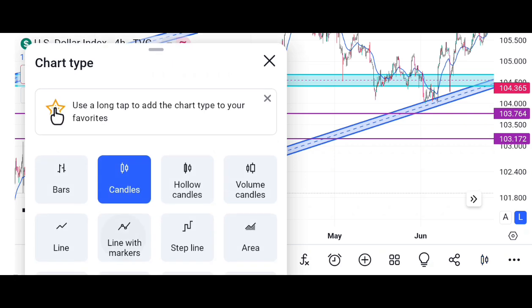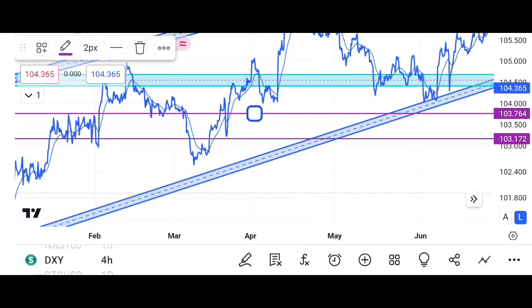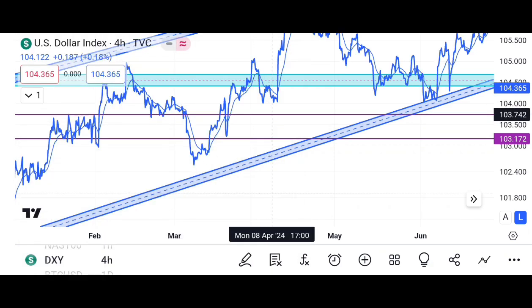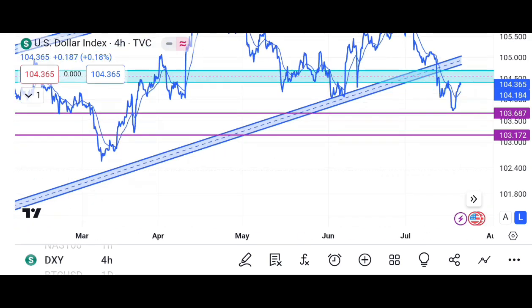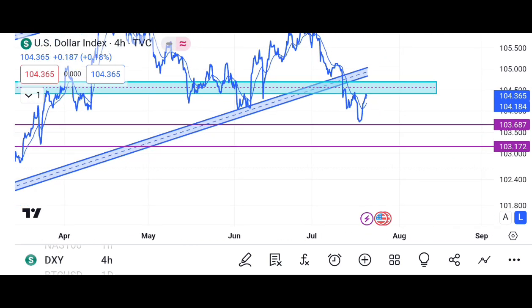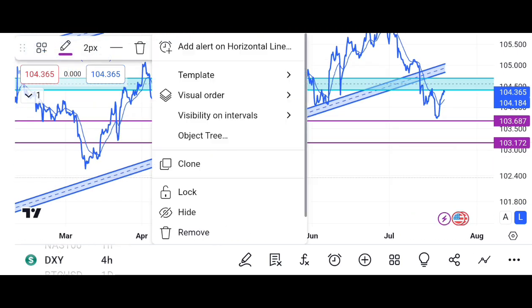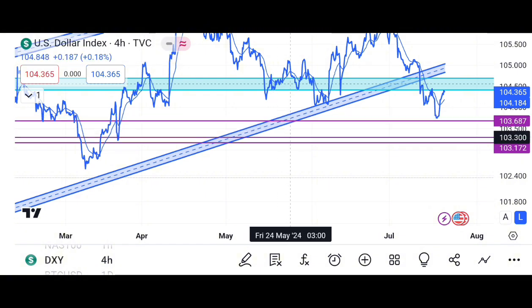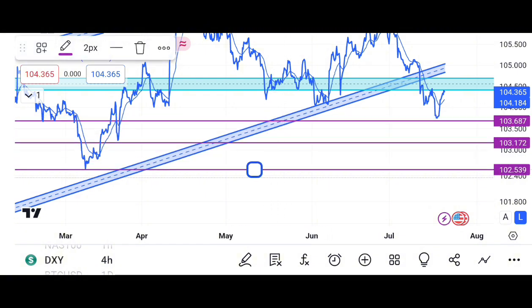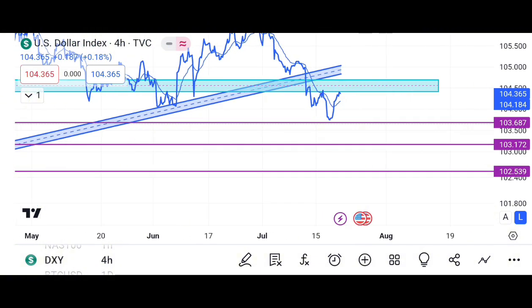Again, to my line chart mode. Yeah, this one is quite obvious. Those are the first targets, and the third target over here. That's how I'm going to be aiming this.